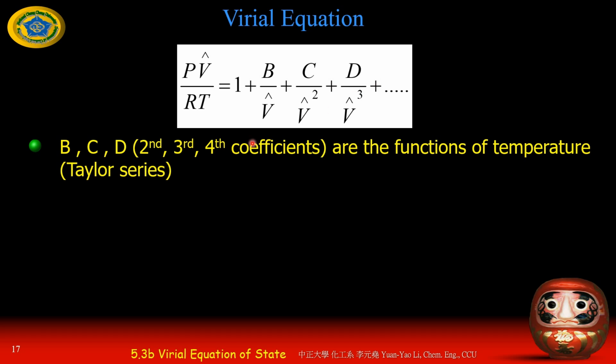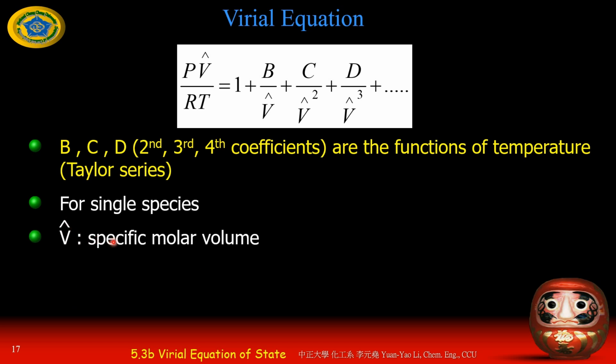So what are B, C, D? B, C, D, E, F, G are the second, third, fourth coefficients, and are functions of the temperature. Okay, so V-hat, this is volume, right? Specific molar volume, and B is related to the temperature. So basically, pressure here, and you modify volume and you modify the temperature. Okay. So for a single species, this V-hat we call specific molar volume, which is V divided by N, right?